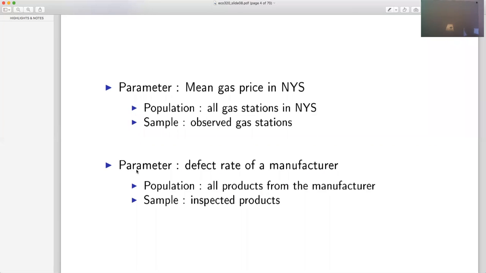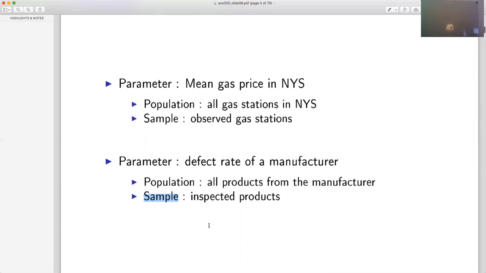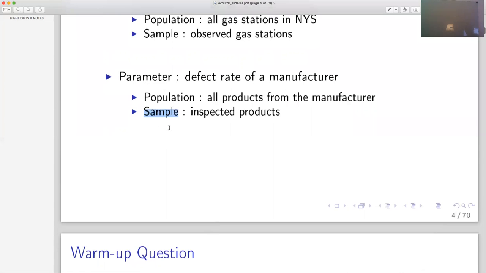To get the actual parameter, we could use the population, but we can use a sample. For example, a manufacturing company produces millions of products a day. We cannot check the defective rate of millions of products. Instead, we choose a random sample of a couple hundred, even a couple thousand, and use it to get the defective rate. That is the benefit of sampling.